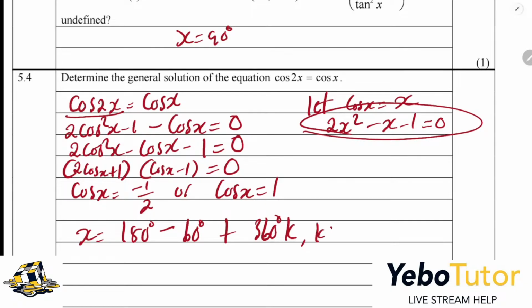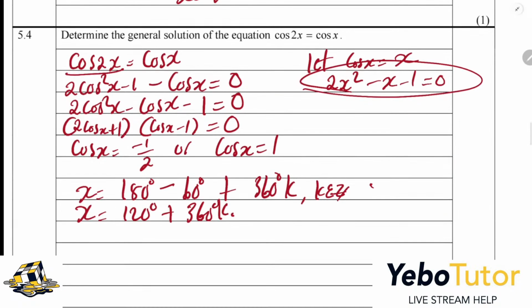Of course, your k should be an element of the integers. 180 minus 60, that's 120. So your x will be equal to 120 degrees plus 360 degrees times k. Easy stuff. Again, when we use the other one, that will give you a positive 1/2 there, which is going to give you 60 as well.